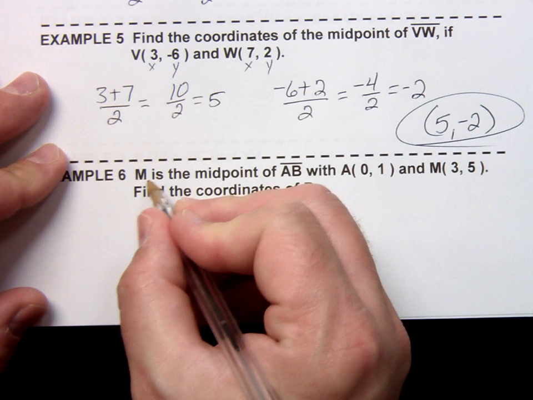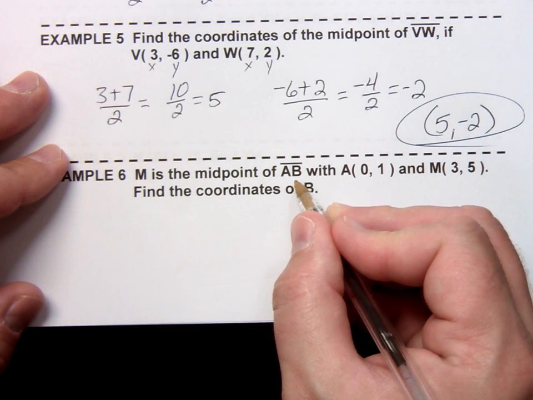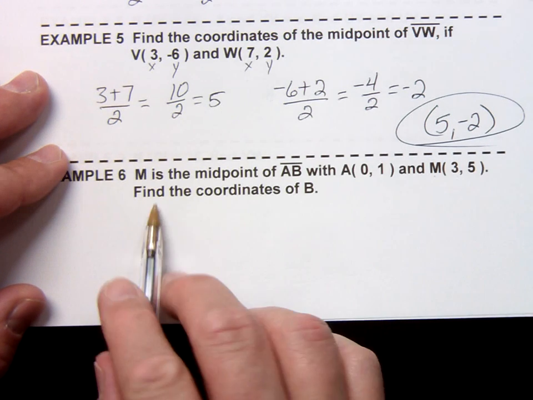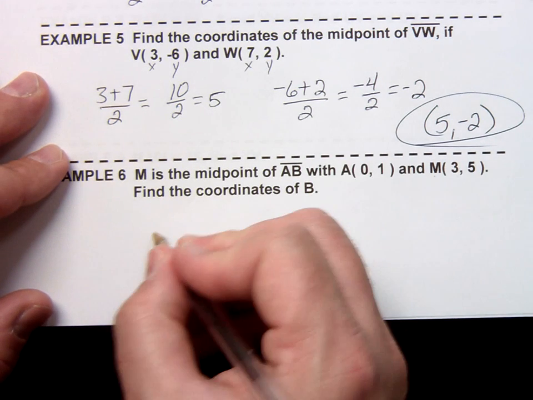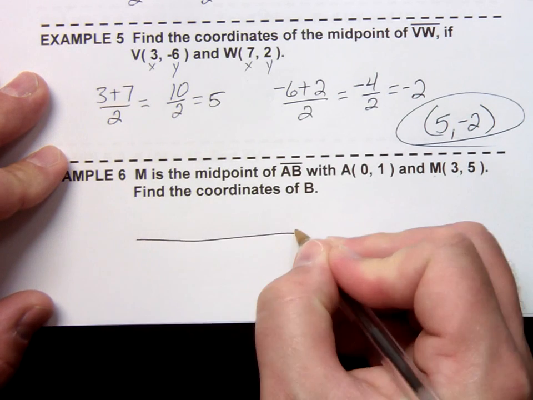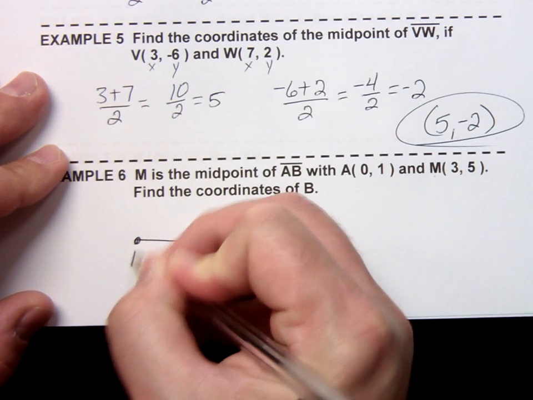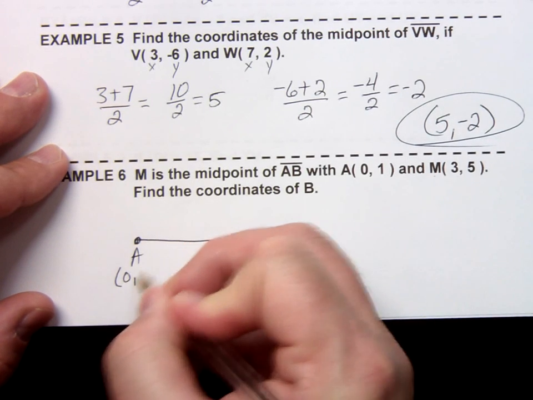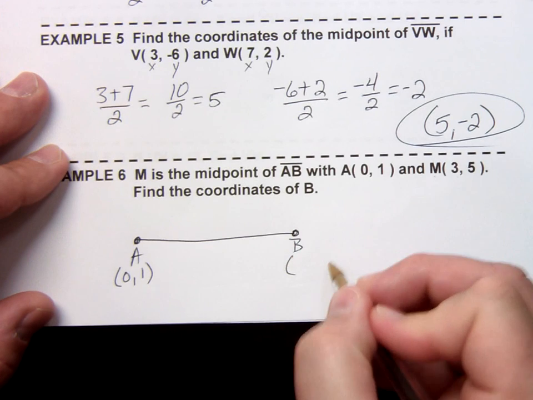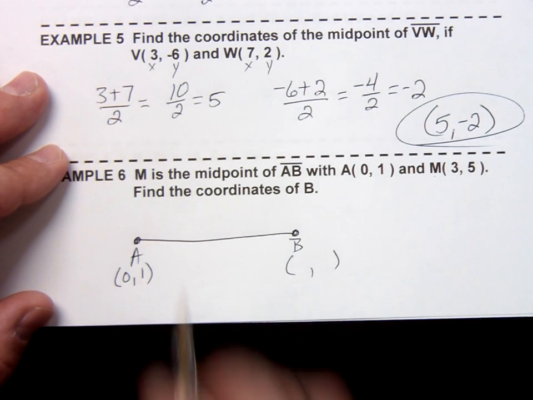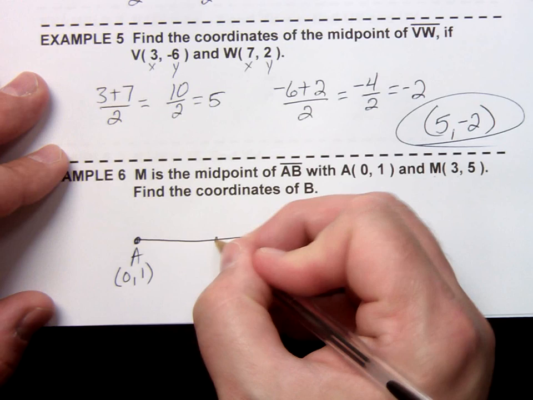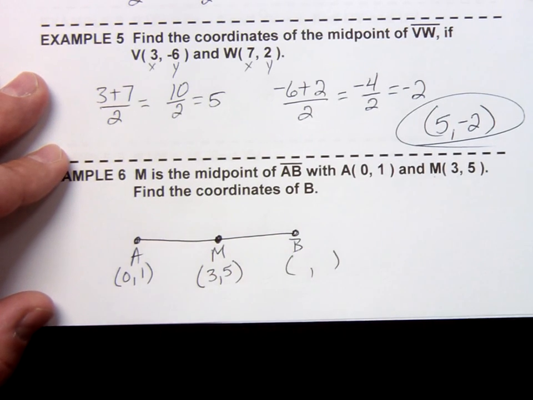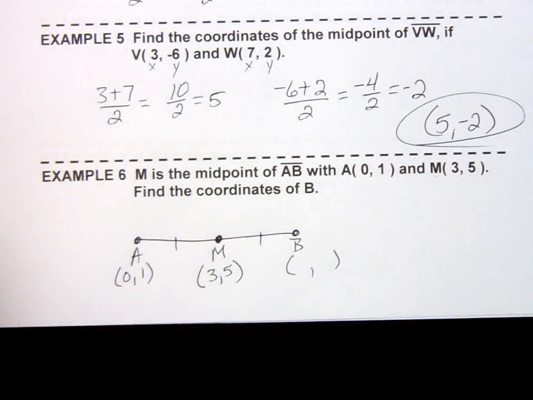It says M is the midpoint of line segment AB, with A at the coordinates 0, 1 and M at the coordinates 3, 5. And we want to find the coordinates of B. So we have line segment AB. We know the coordinates of A are 0, 1. We don't know the coordinates of B. That's what we're trying to find. But we also know the coordinates of M, the midpoint, are 3, 5. And I know M is the midpoint, so I'm going to mark those congruent right there.